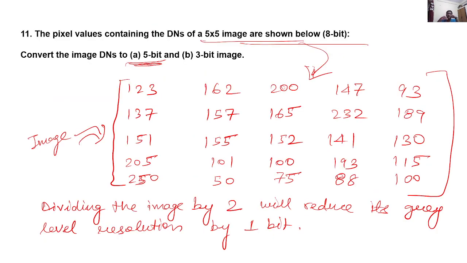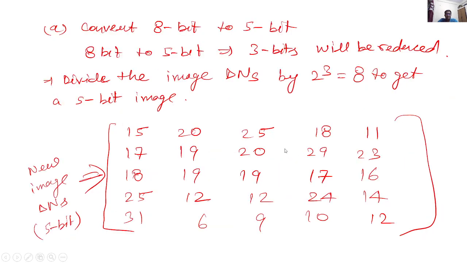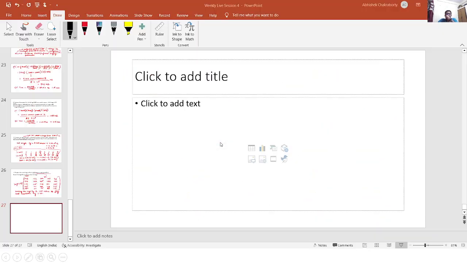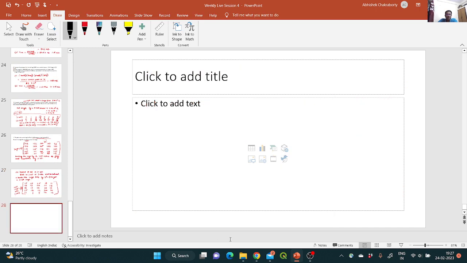Now we are solving another question, which is changing from an 8-bit image to a 3-bit image. So let's do that. To obtain a 3-bit image, what do we need to do? So 8-bit minus 3-bit is 5 bits. So we need to divide by 2 to the power 5, basically.